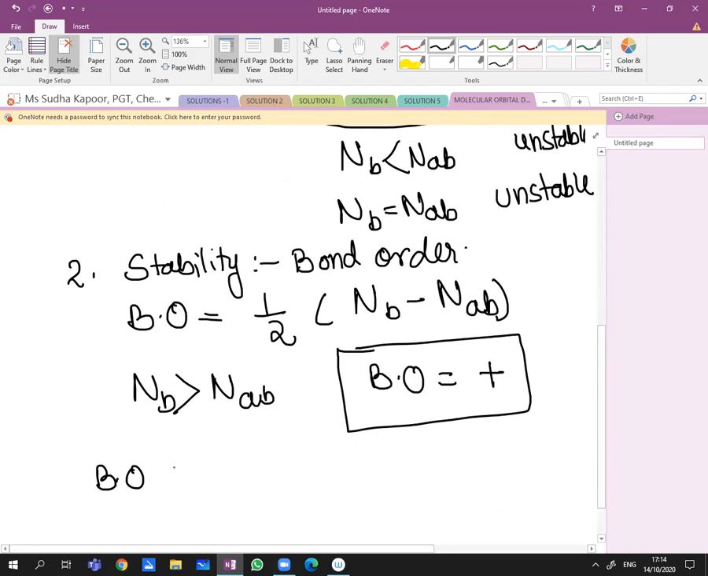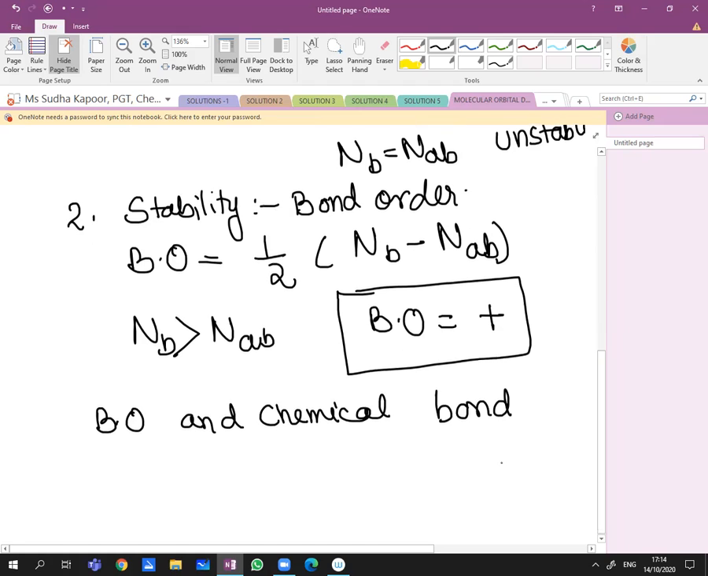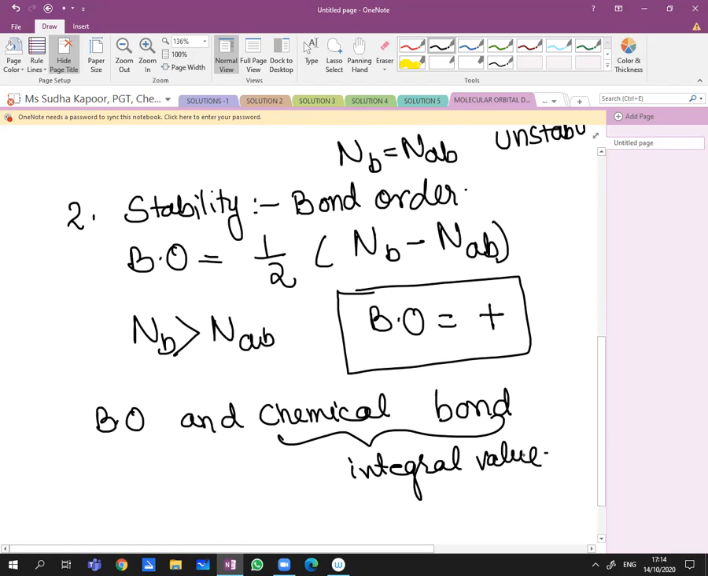But what is the difference between a chemical bond and a bond order? The basic difference, when we are talking about decimal values, say the bond order comes out to be 1.5, lies here: a chemical bond is always an integral value, while the bond order can also be a fraction. It can be a fractional value.